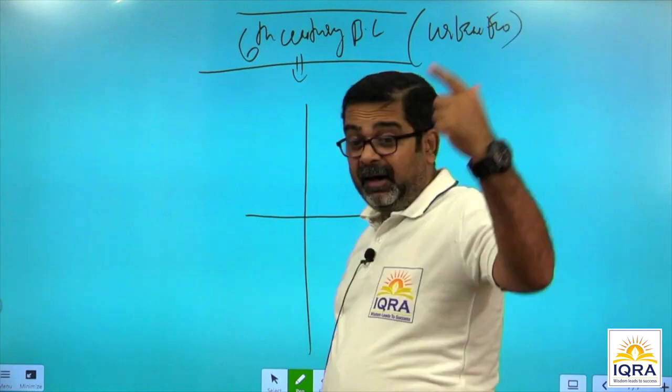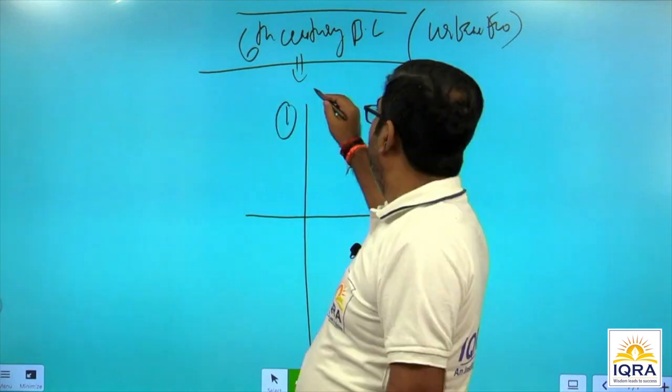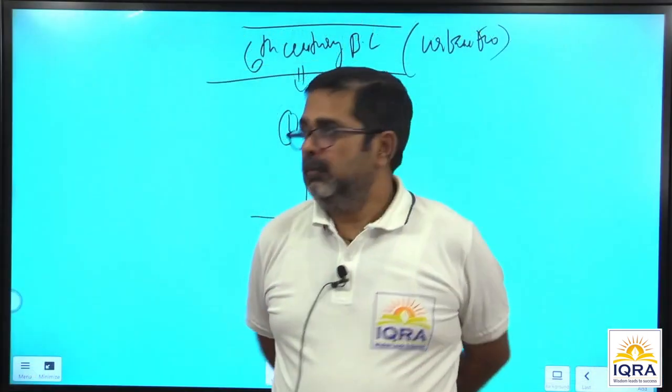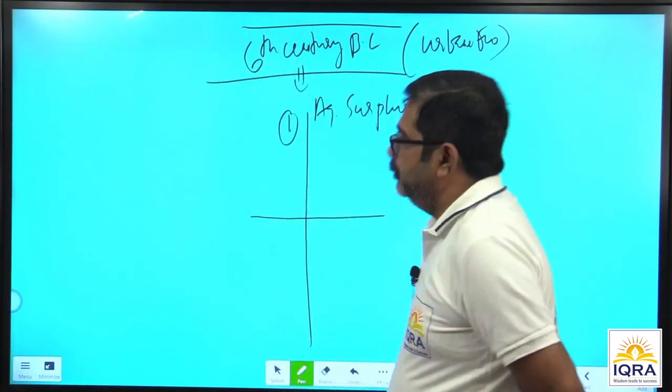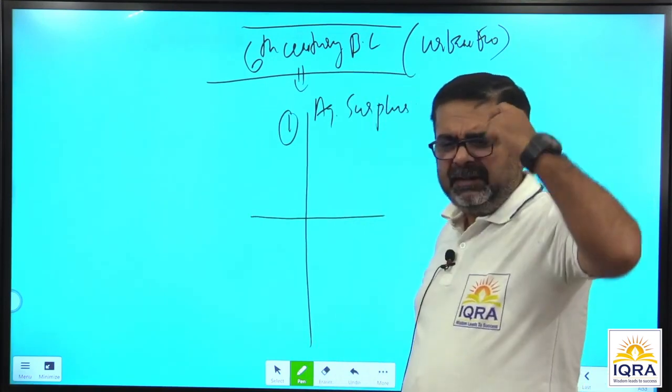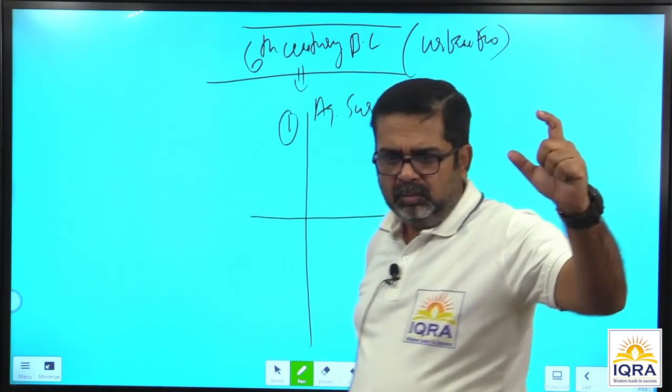promotion to agricultural surplus. Beginning of agricultural surplus. Why? So, one go. Revision should be in one go.